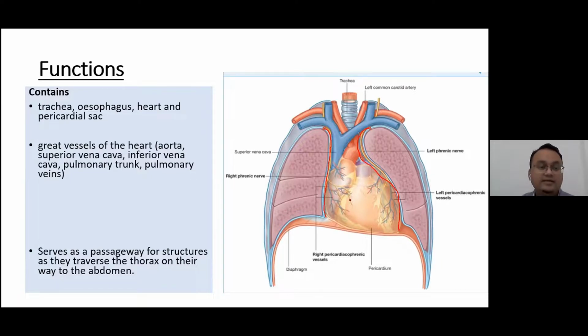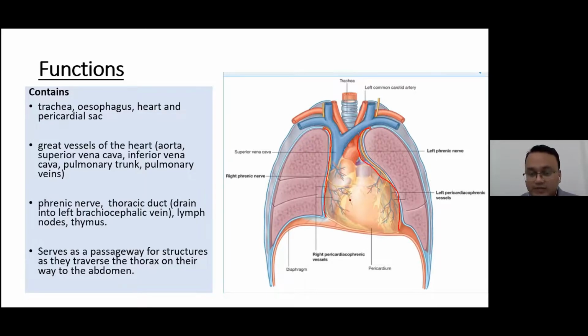and the heart, with the great vessels of the heart, the aorta, superior vena cava, and the pulmonary trunk. Then also nerves pass through it, for example, the phrenic nerve, the vagus nerve, and the thoracic duct. The lymphatic channels also pass through the mediastinum with lymph nodes, and also the thymus gland. So it serves as a passageway for structures as they traverse the thorax on their way to the abdomen, including some of the structures passing through the mediastinum itself.